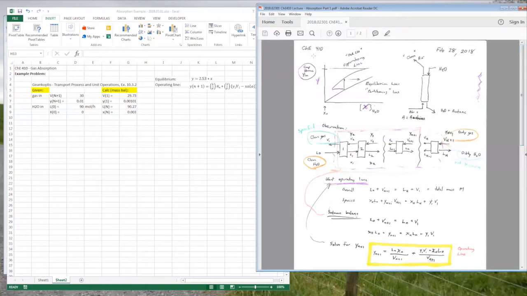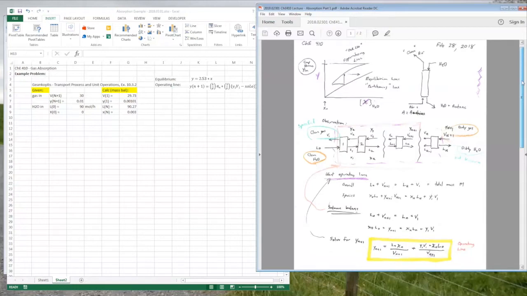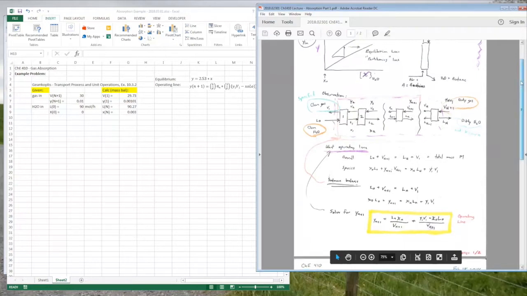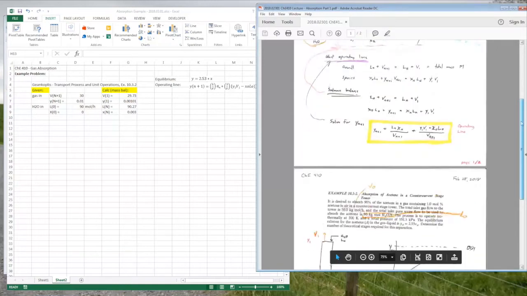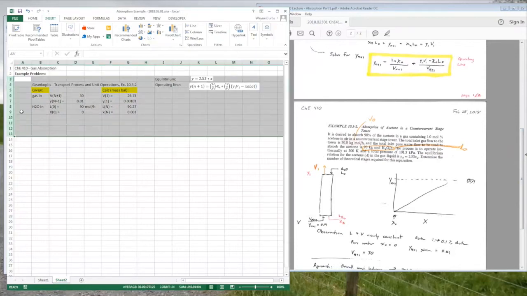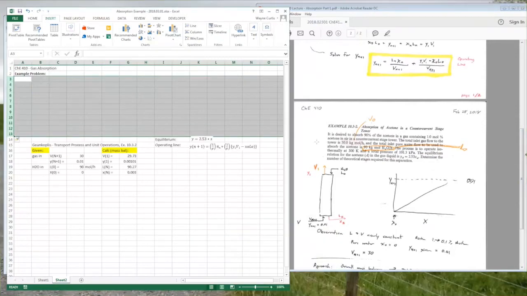So if you look here, this slide is just a scan from last lecture, where our goal was to develop an equation for an operating line. And in this particular problem that we had developed, I'm going to just put it into a problem statement here and snip that.